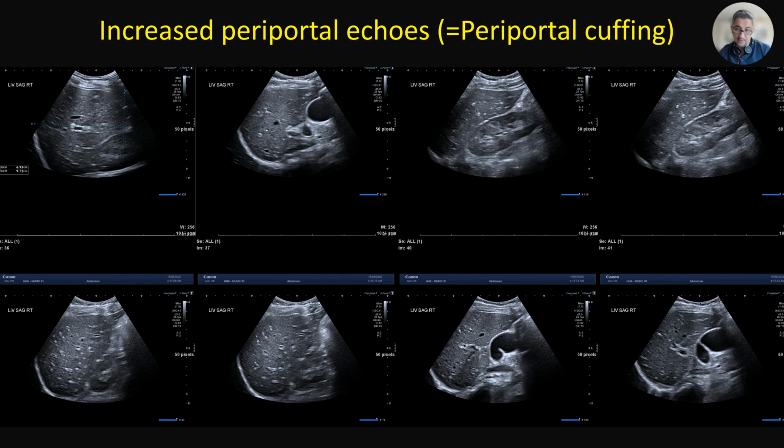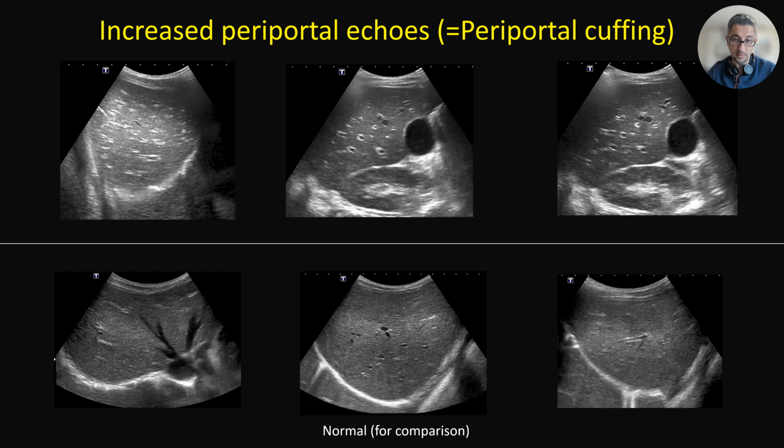Another finding of acute appendicitis is increased periportal echoes, also called periportal coughing. It is a subjective finding and may not be seen in all cases, but sometimes we see it and it can be helpful. Here, as you can see, there is increased echogenicity around the portal veins diffuse in the liver. Another example for correlation. So this is abnormal periportal coughing and this is a normal for comparison.